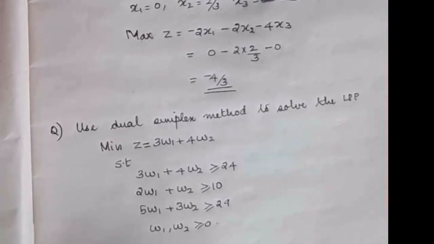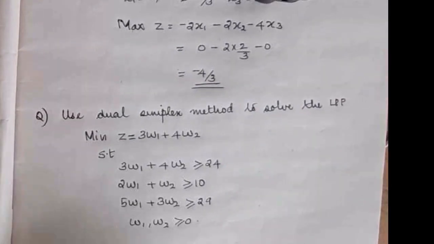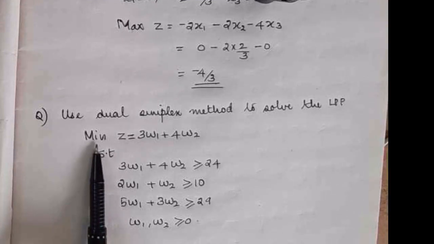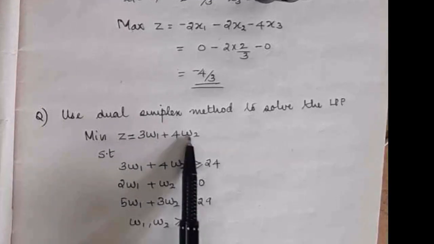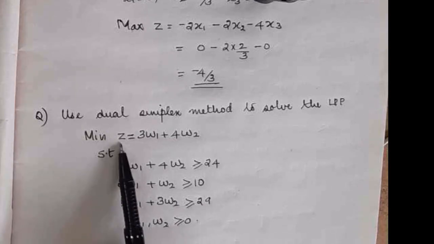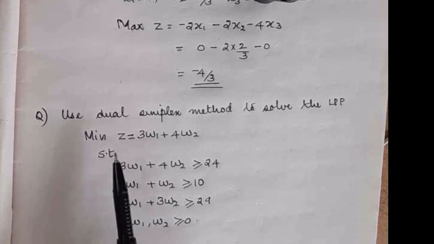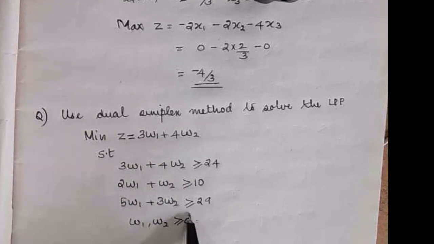Okay, so this is the problem that you have to solve. I'll tell you one thing, since this is minimization, you have to convert this into maximization. To convert that, you multiply by minus 1. So it will be maximize z is equal to minus 3W1 minus 4W2. Now since it is maximization, everything should be less than or equal to constraint. So again you multiply all the three constraints with minus 1 and then solve it.